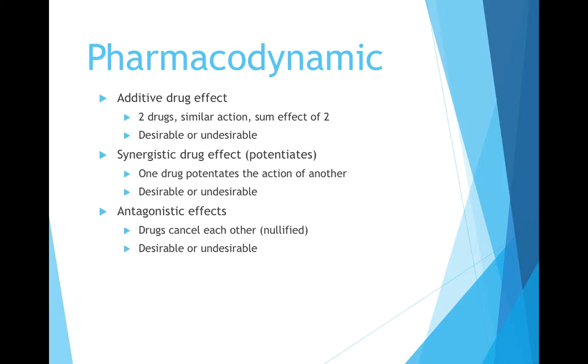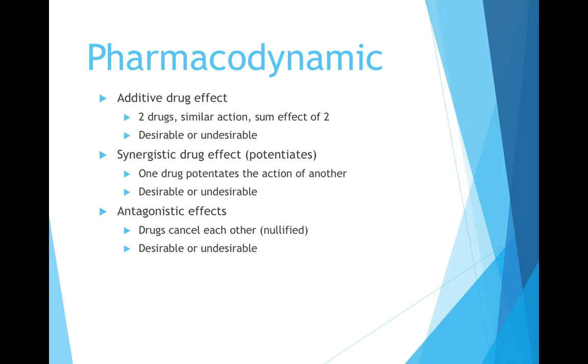For example, if we give a diuretic and a beta blocker to lower blood pressure, we're going to see a better response than what we would if we just gave one of them. There also can be synergistic effects of medications, and sometimes we combine medications so that we can actually lower the doses of each of those medications.